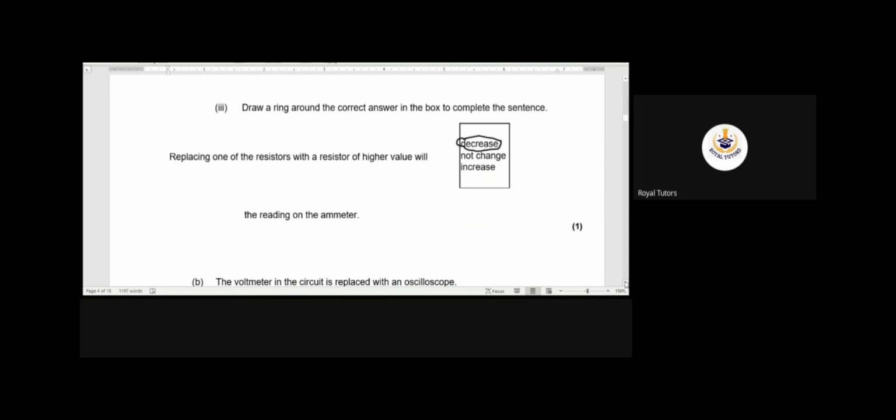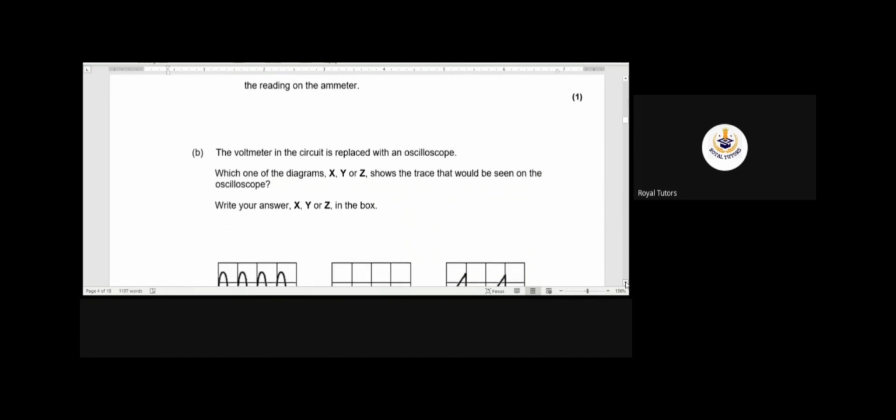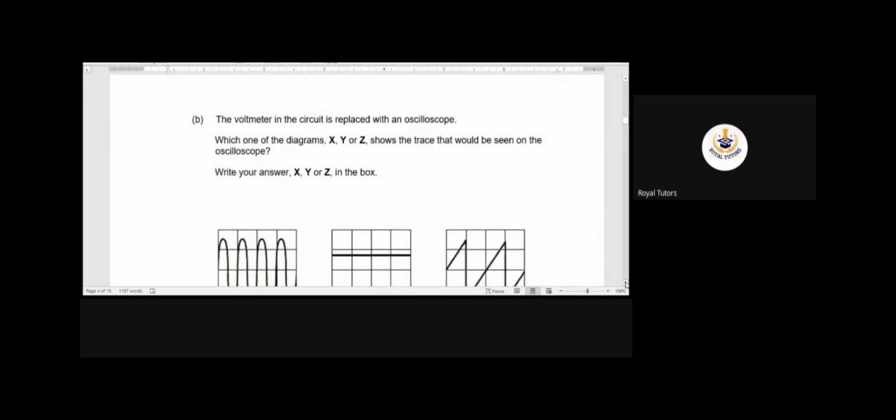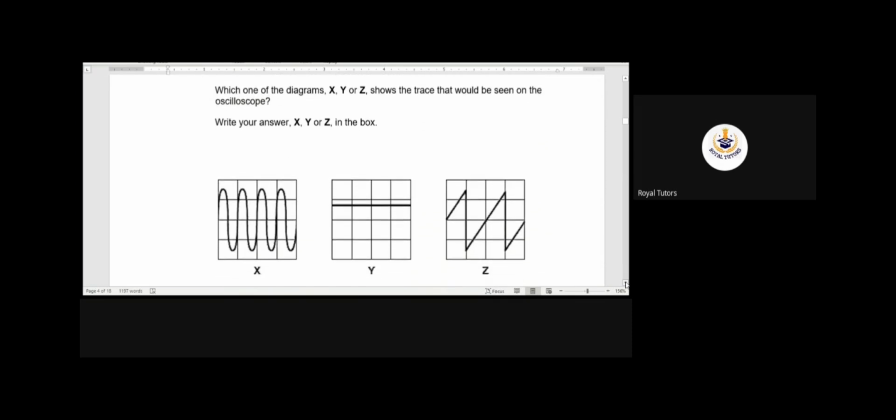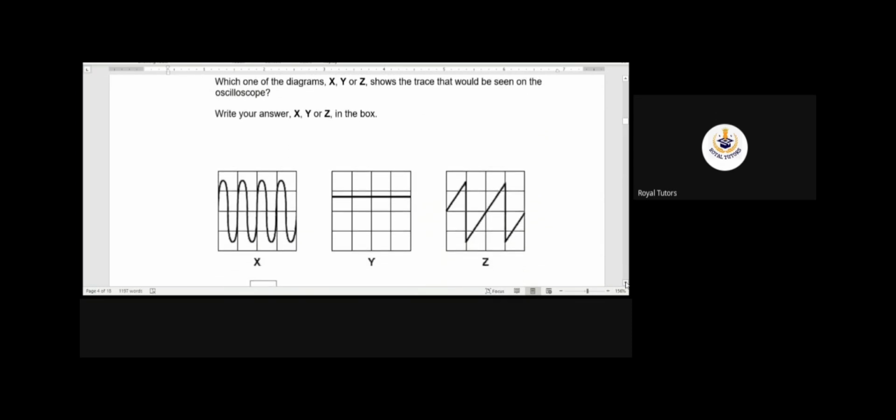The next question says the voltmeter in the circuit is replaced with an oscilloscope. Which one of the diagrams X, Y, or Z shows the trace that will be seen on the oscilloscope? Write your answer as either X, Y, or Z. For the oscilloscope, the diagram that will show the trace is going to be Z. It's going to be Y rather. Pardon me, it's going to be Y.